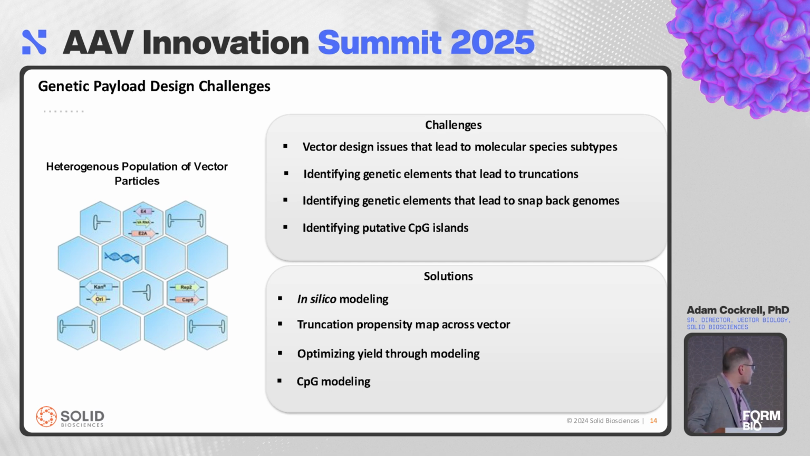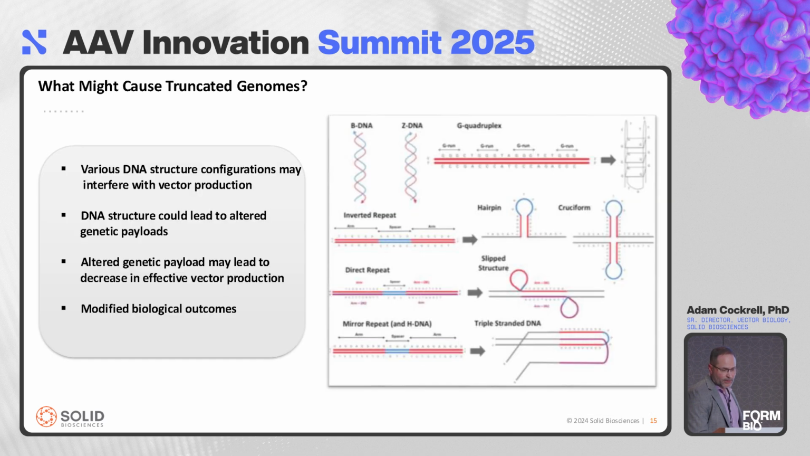And identifying genetic elements that lead to these snapback genomes and other structures, as well as the software, the prediction tools that we're using with FormBio, can give us insight into CpG islands also. So if we're looking to avoid some of those downstream putative or potential immune responses. And then the solutions: in silico modeling, which I'm gonna give you more insight into here in a minute, a truncation propensity map across the vector, and then optimizing yield through modeling and CpG modeling.